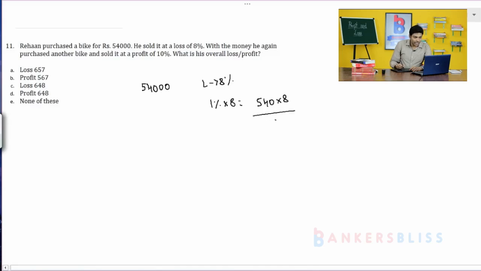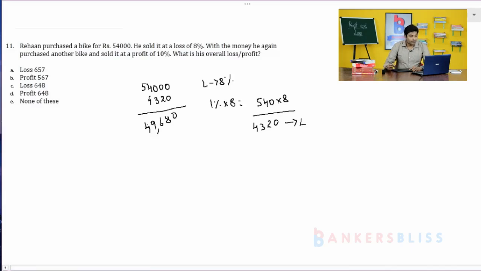540 into 8. So 8 0s are 0, 8 4s are 32, 3 carry over, 8 5s are 40 plus 3, 43. So this is the loss amount he got in the first transaction, 4,320. If you subtract, 0, 10 minus 2 is 8, 9 minus 3 is 6, 9 again, 13 minus 4 is 9 and 4. So 49,680. Okay, so that is the selling price after getting loss.